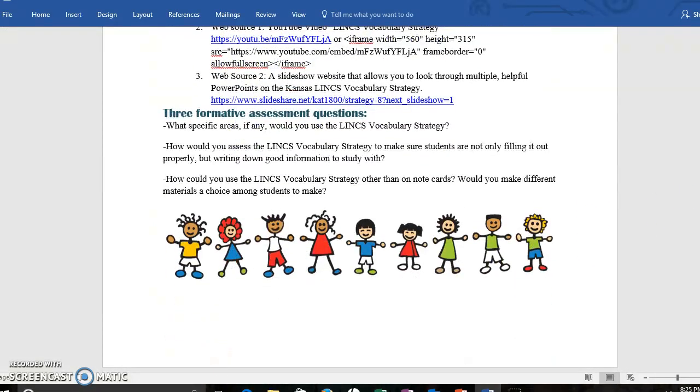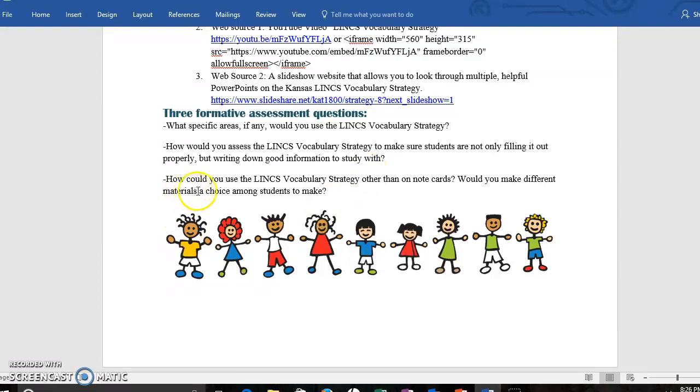And lastly, I have my 3 assessment questions, and the first one is, what specific areas, if any, would you use the LINKS vocabulary strategy? How would you assess the LINKS vocabulary strategy to make sure students are not only filling it out properly, but writing down good information to study with?